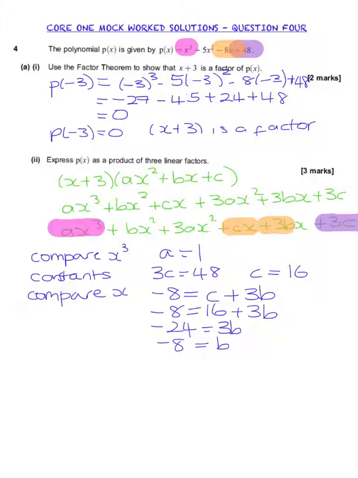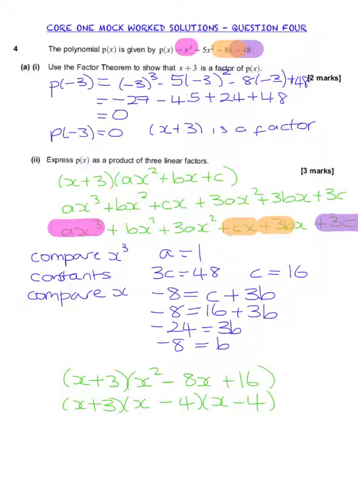Which gives us x plus 3, x squared minus 8x plus 16, and we can now factorise the quadratic to get x plus 3 squared, x minus 4, which is the product of 3 linear factors.